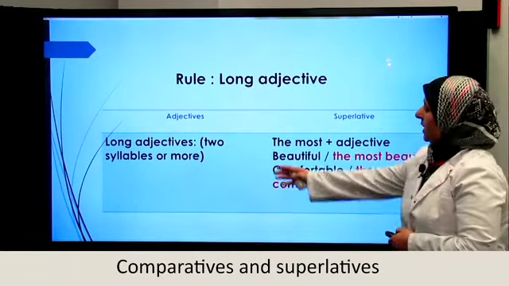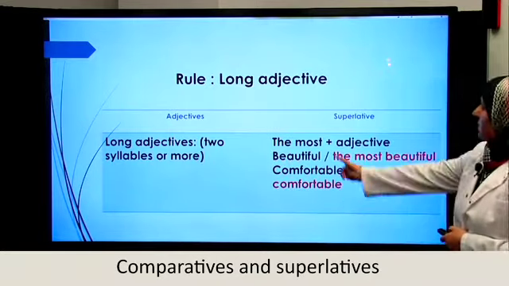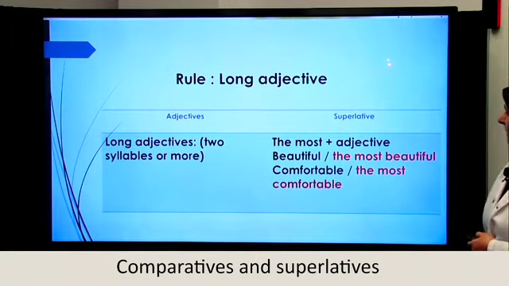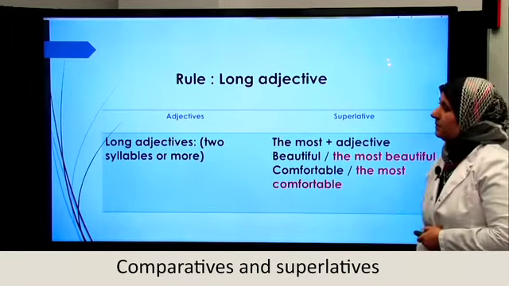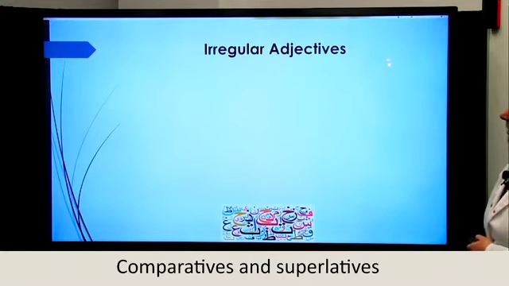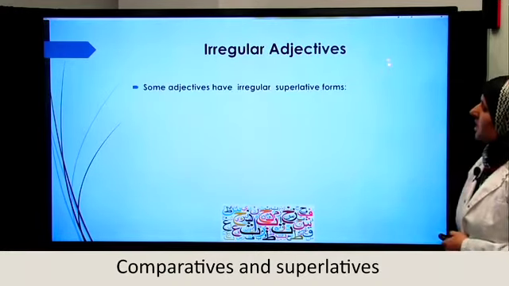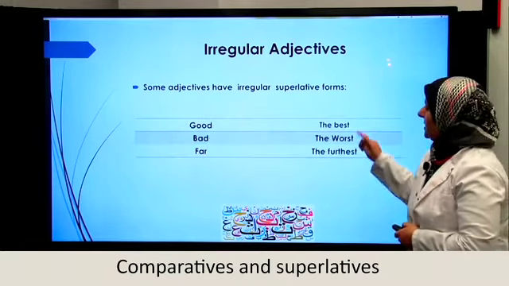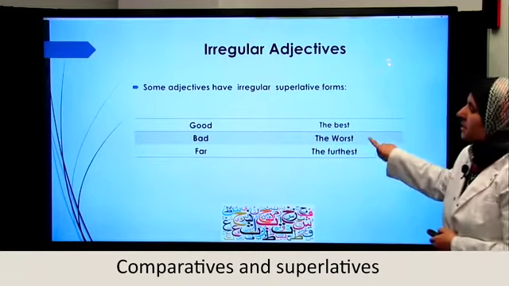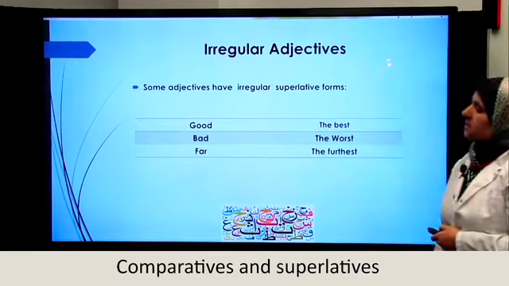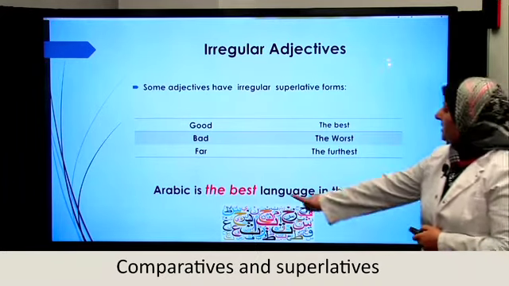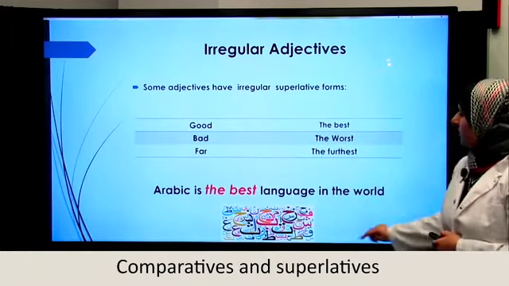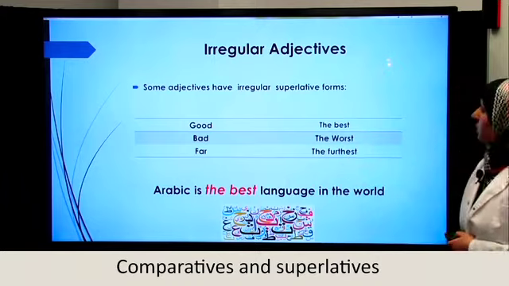Long adjectives, meaning we have two syllables or more, we use the most plus adjective. Example, beautiful, the most beautiful. Comfortable, the most comfortable. Irregular adjectives also for superlatives. Some adjectives have an irregular superlative form. Example, good is the best, bad, the worst, far, the furthest. Example, Arabic is the best language in the world. So here we are comparing Arabic to all languages of the world.